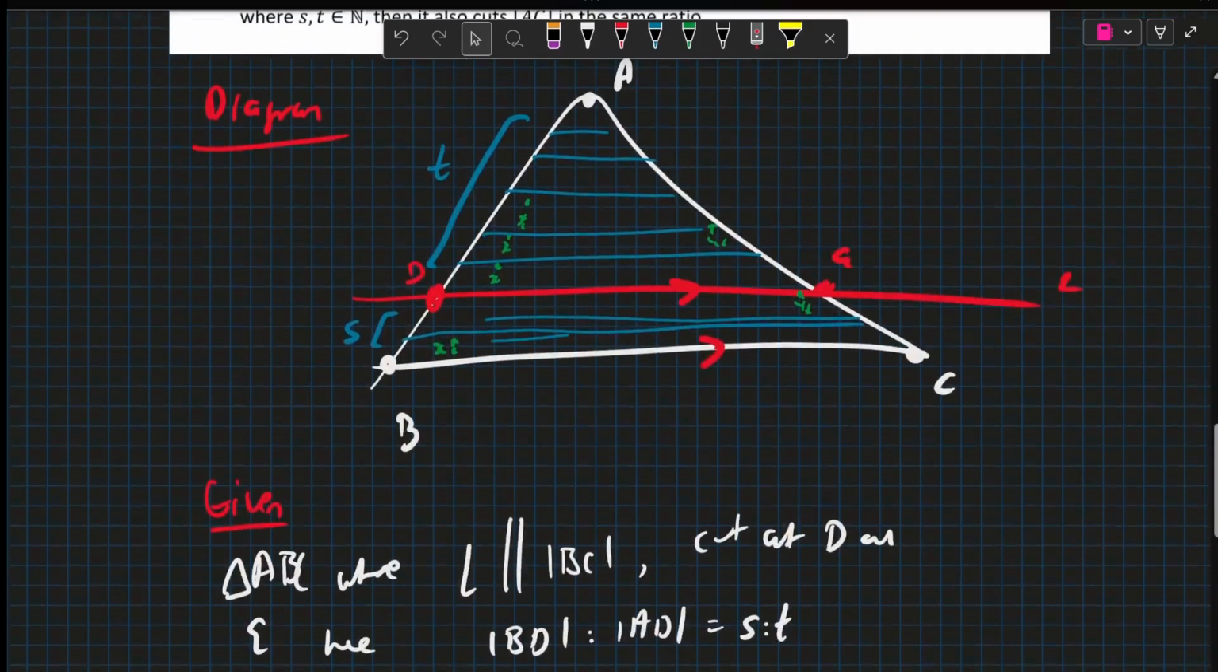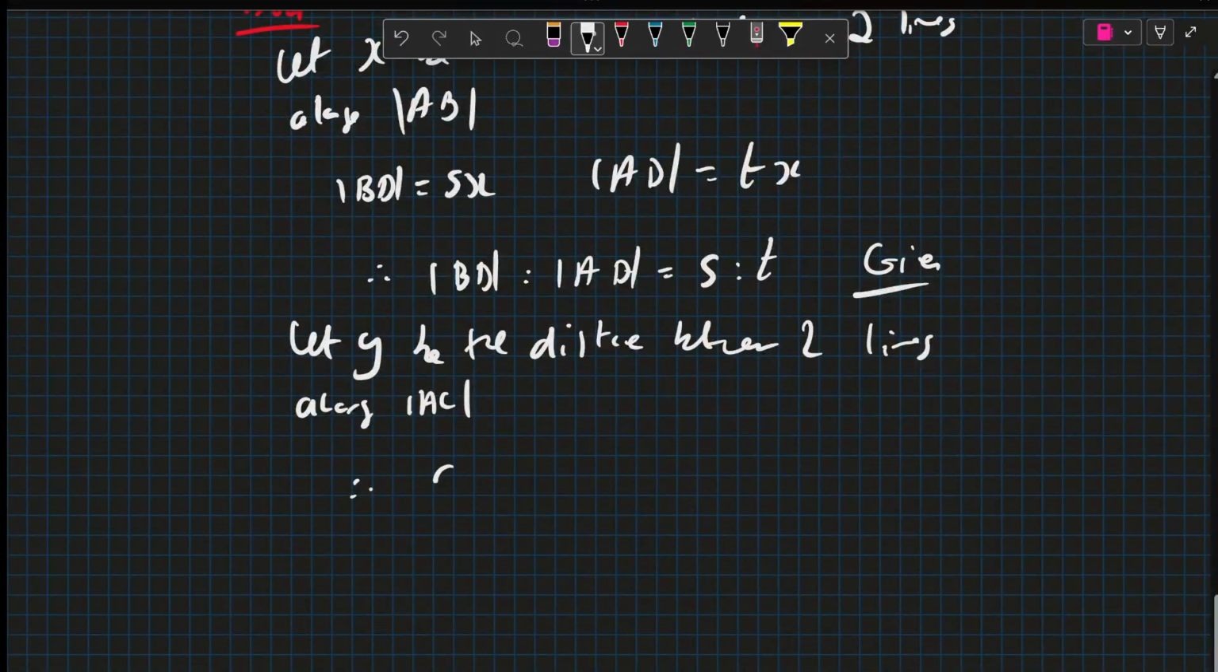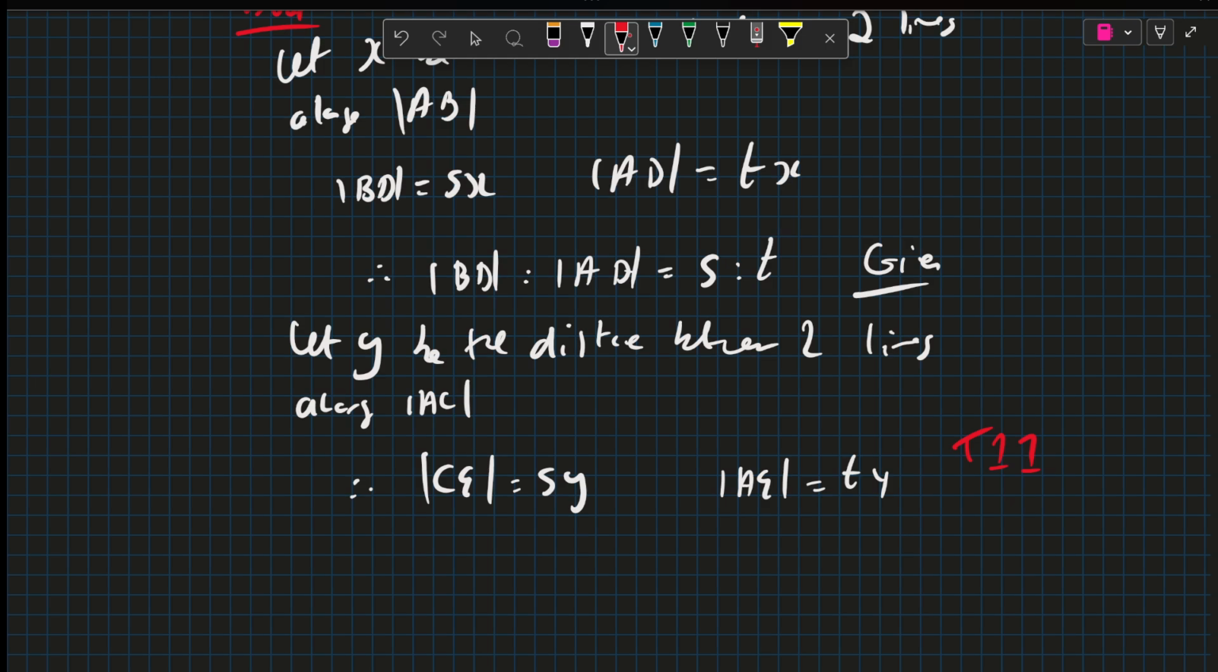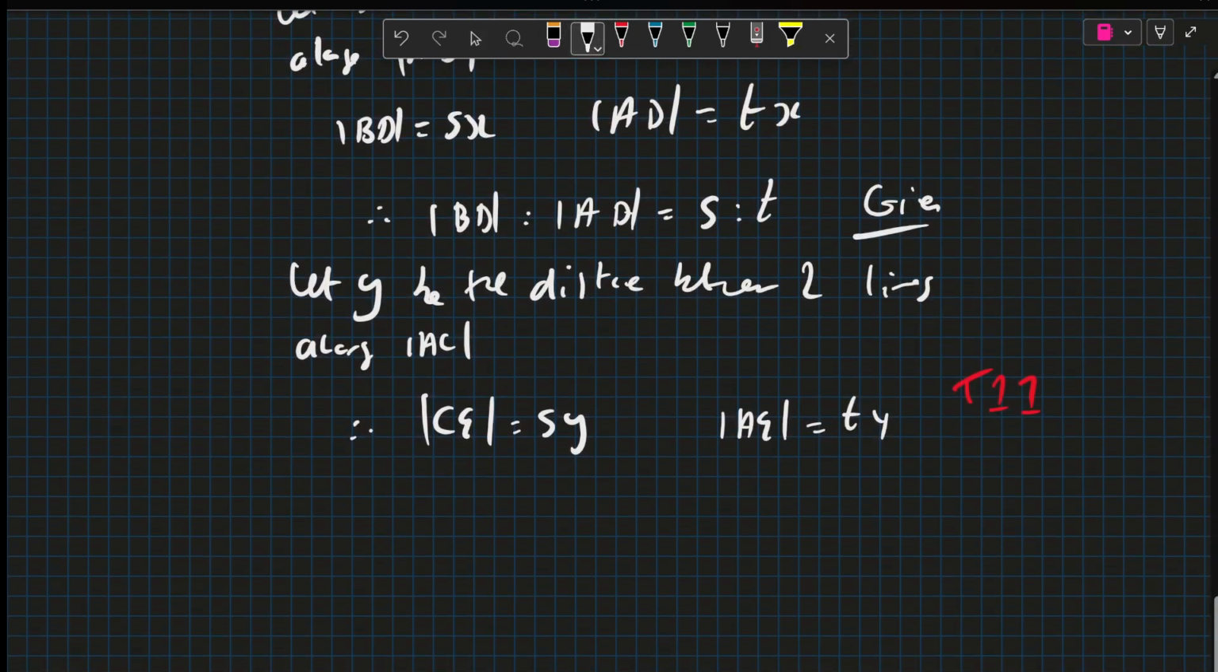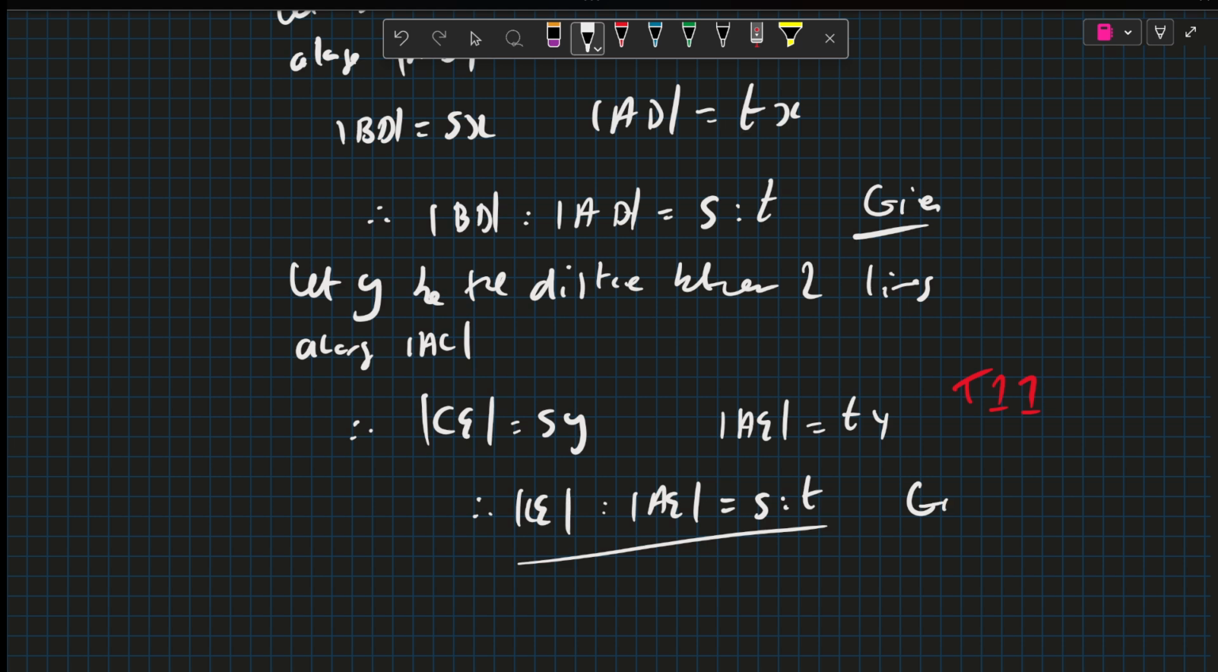Therefore, we can say CE is Sy and AE is Ty. And all you have to do is quote Theorem 11. Therefore, if we simplify, we'll get that CE to AE is S to T. Now you could go and try reproving Theorem 11 for this, but all you have to do is just say that this is true because of Theorem 11. So we get the result as expected, and that's Theorem 12.